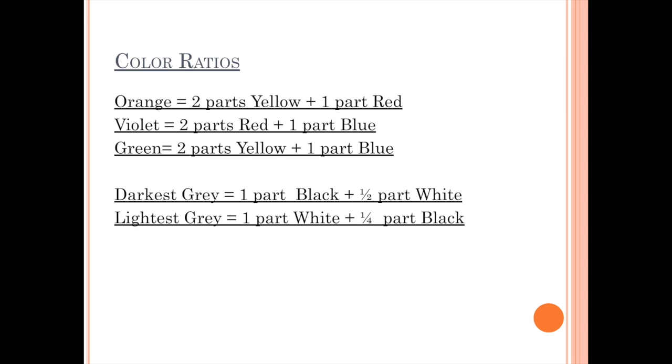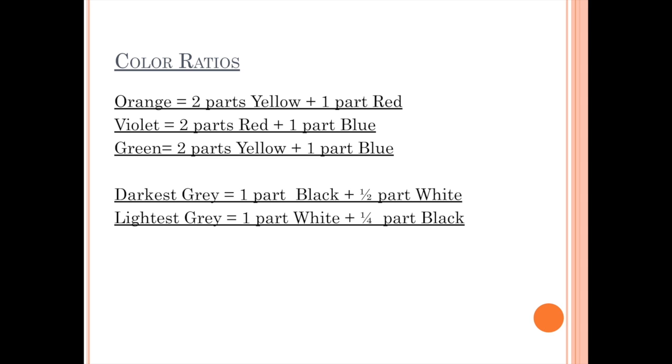And so to make violet, we're going to need to use red and blue. Red is the less dominant of the two colors, so therefore we need more red, less blue. When we go to make green, yellow is the less dominant of the two colors between yellow and blue, therefore we're going to need more yellow, less blue.